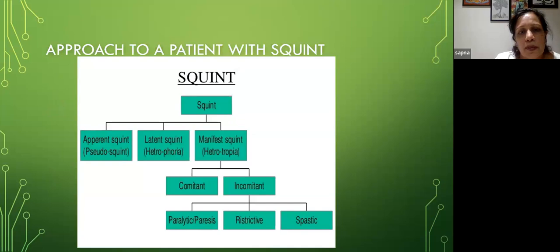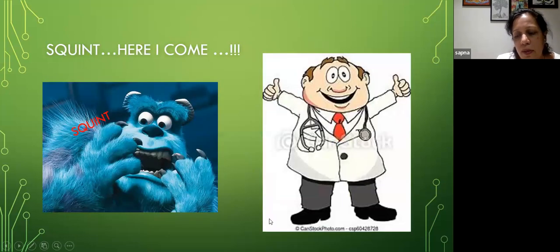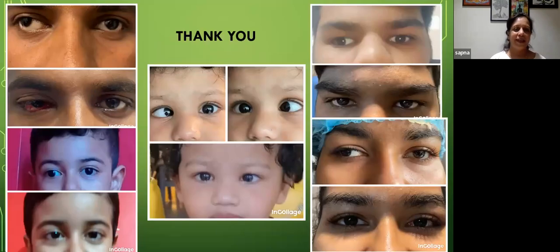So again, we go back. The approach to a patient with squint is first to identify whether it's a true squint or a pseudo squint, then whether it is comitant or incomitant, then if it is comitant, exo or eso, and accordingly in incomitant, whether it is paralytic, restrictive or mechanical. So I hope at the end, with the squint, we have scared the monster rather than getting scared of the monster. And I thank you all for being here.